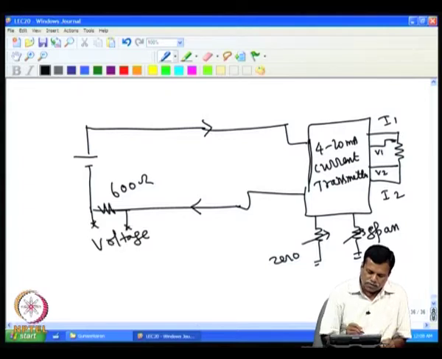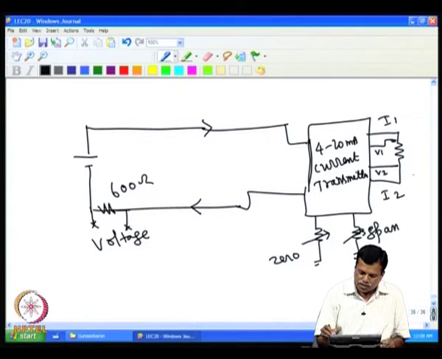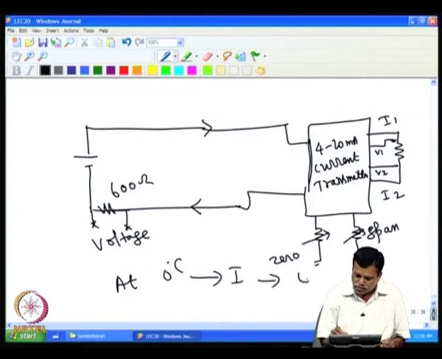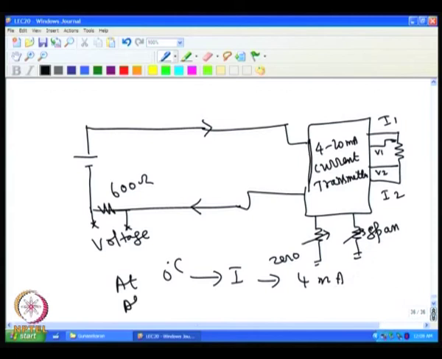So, this voltage gives you the temperature information. For example, when the temperature is 0 degree C, we adjust this 0 part to get 4 milliampere. So, at 0 degree C, current is 4 milliampere. At 400 degree C, the current will be 20 milliampere. So, this current varies from 4 milliampere to 20 milliampere.